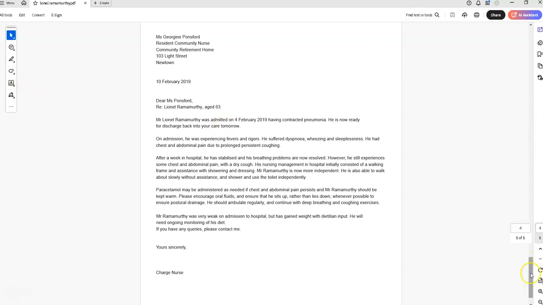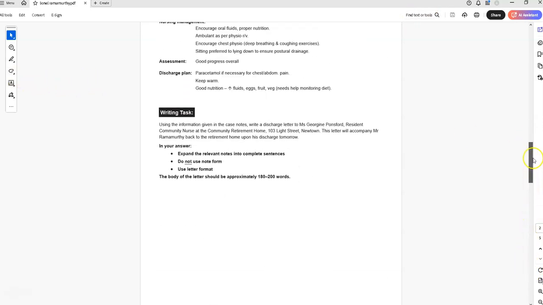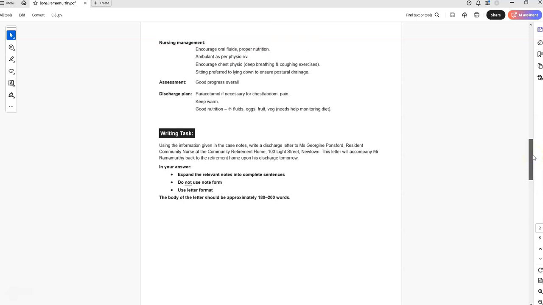Now, first thing, I think this is nursing sample 1 from oet.com. Okay, so we go to the task first. It's a discharge. Okay, we're writing to the community retirement home. So Mr Ramamurti, he's been in hospital. He's going back to the home.